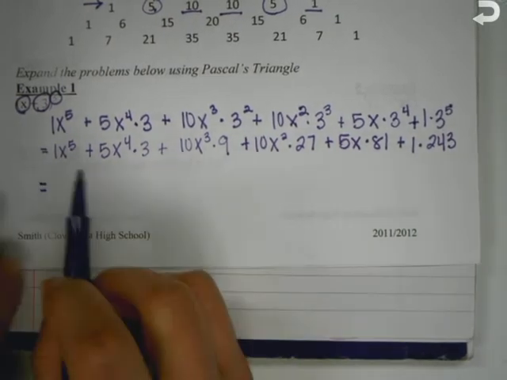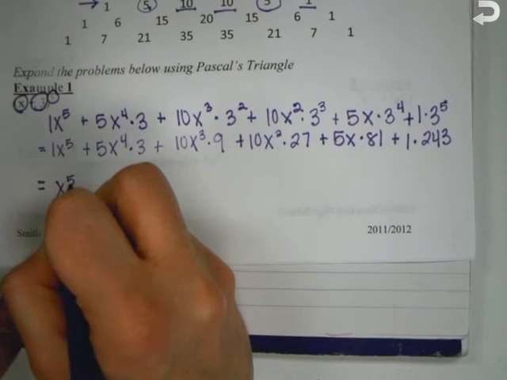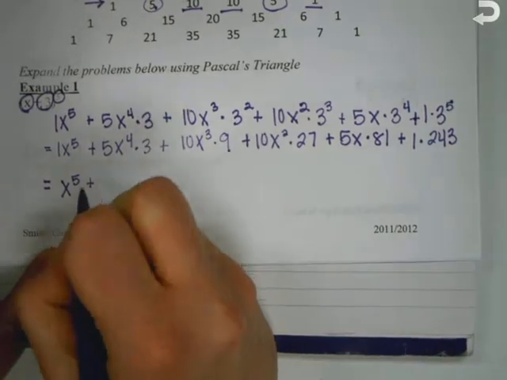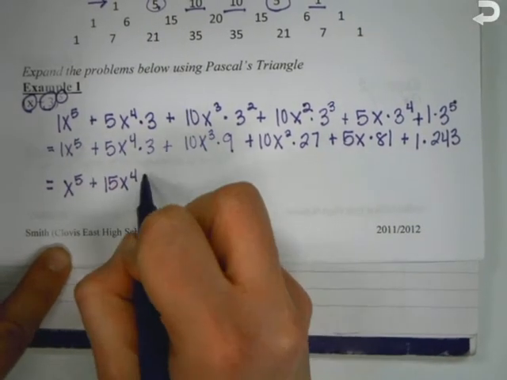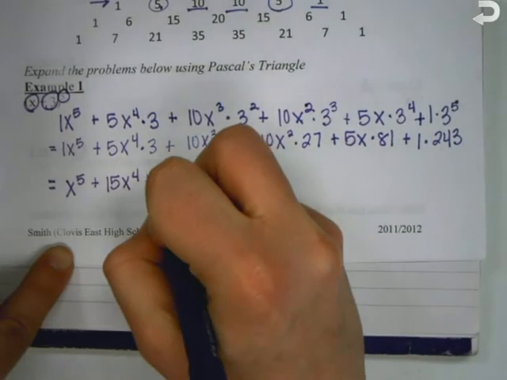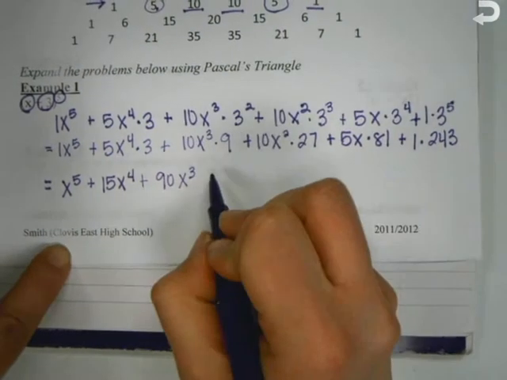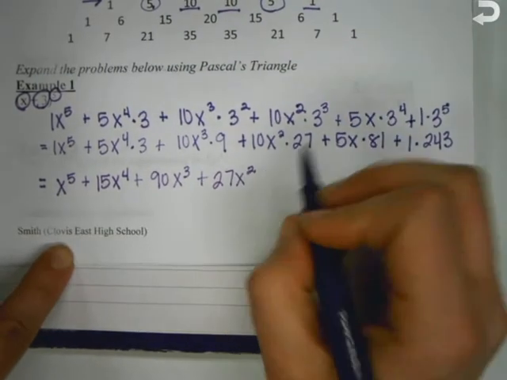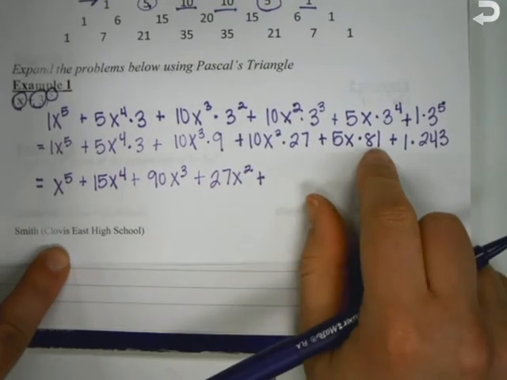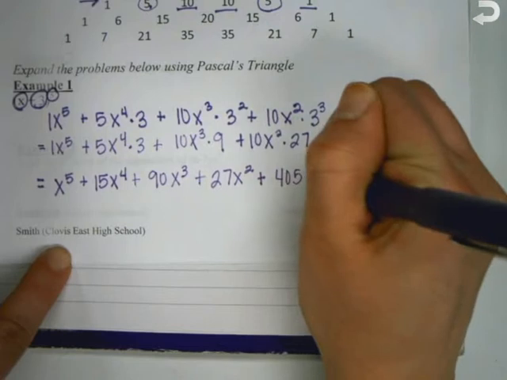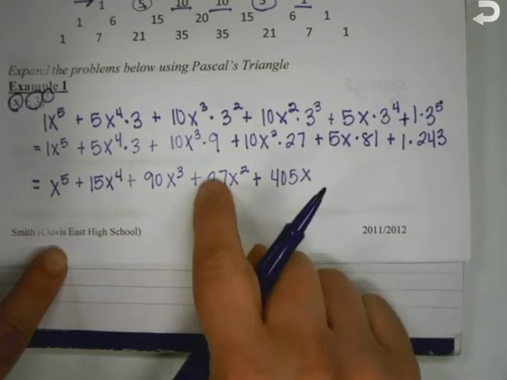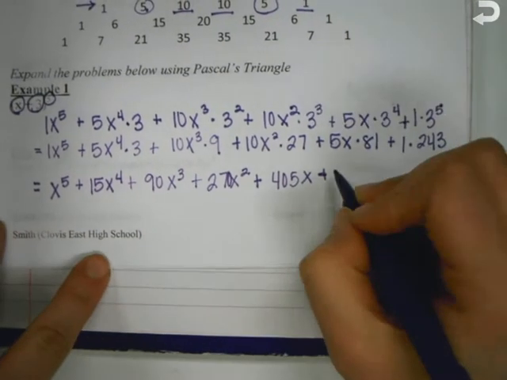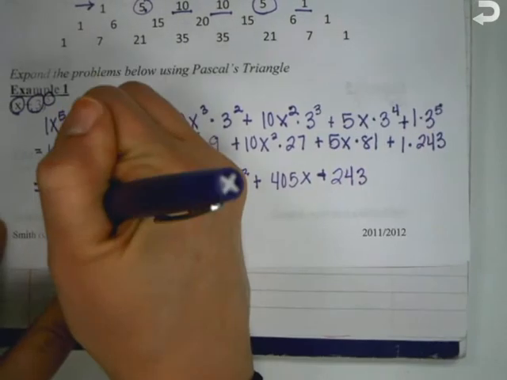Plus 10 times 9? 90x to the 3rd. Plus 10 times 27? 270x squared. Plus 5x times 81? 405x. Oh, 270, thank you. Plus 1 times 243? 243. Done. And that's your answer. We expanded it all the way. See how Pascal's triangle helps you a lot to find out your coefficients?